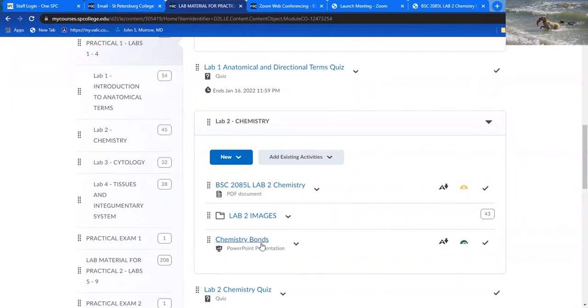It wasn't terribly eloquent, but let me go to these chemistry bonds and I'll show you where I am. In lab 2 chemistry, we have the lab document we just filled out for the week. We had images below that, but I also put up here a little PowerPoint on chemistry bonds, in the event that you don't have me for lecture and your teacher didn't go into a lot of detail. I can go ahead and open this up really quick.